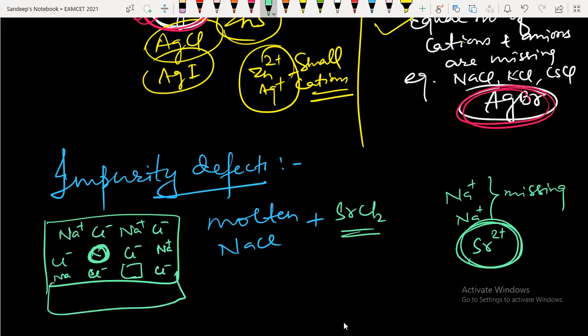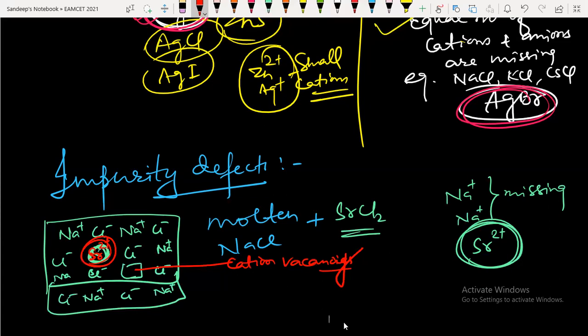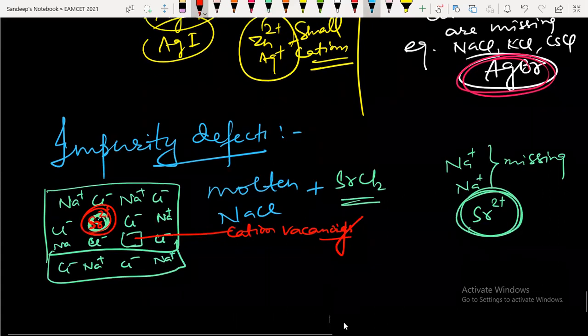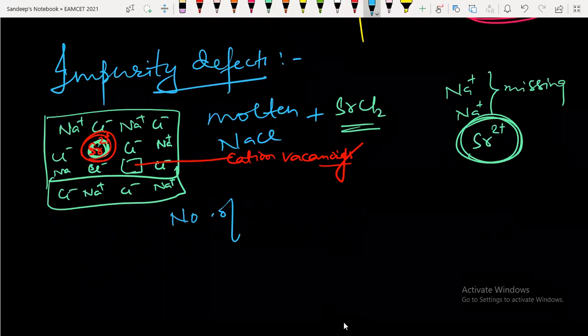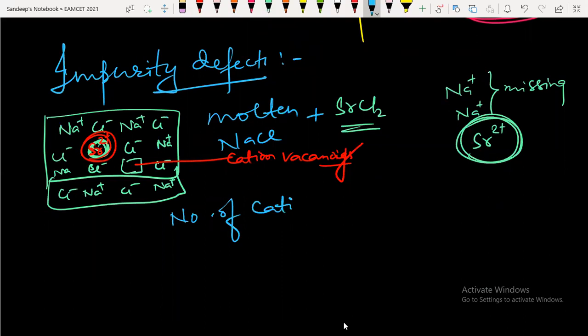Cl minus, Na plus, Cl minus, Na plus. So what happens at one position? It is occupied by Sr2 plus. So this Sr2 plus comes, and this is the cation vacancy. So the number of cation vacancies is equal to the number of Sr2 plus ions, and keep this in mind. Based on this, a question can be asked in your entrance also, student.